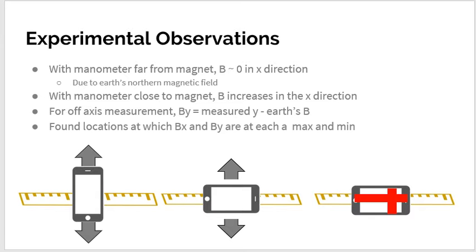For the off-axis measurement, or perpendicular measurement, I found that the off-axis magnetic field was the recorded measurement minus the Earth's magnetic field. To determine the exact location of the magnetometer chip in the phone, both of these maxes and mins for the on and off-axis distances were needed, as shown in the schematic below.